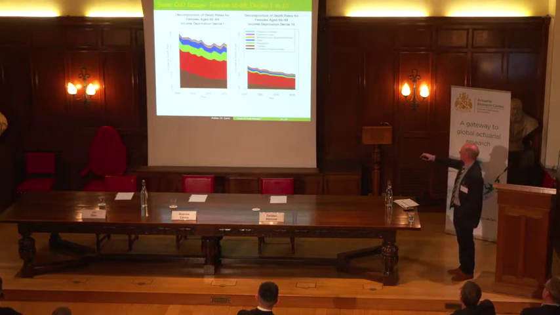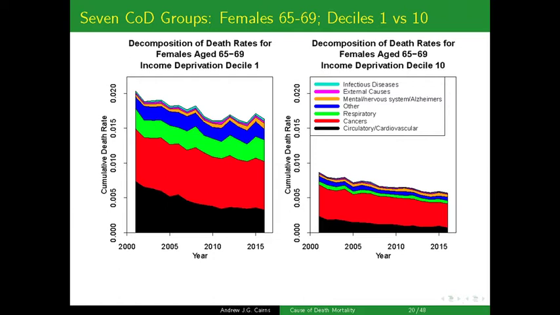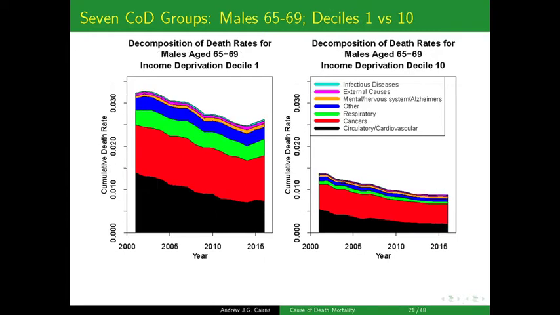You do see a big gap with the respiratory diseases, which is going to be linked to smoking, so we'll talk about that more later. And then lastly, you can see that the orange bar is gradually getting wider, and that's over time that Alzheimer's disease is becoming a more significant cause of death. And there's a similar picture for males.